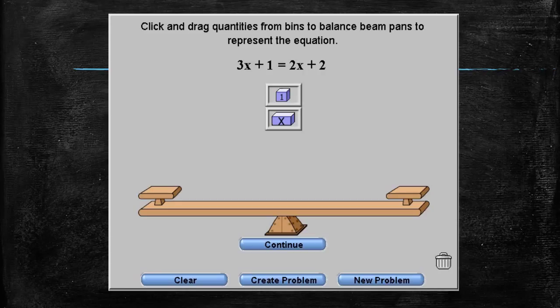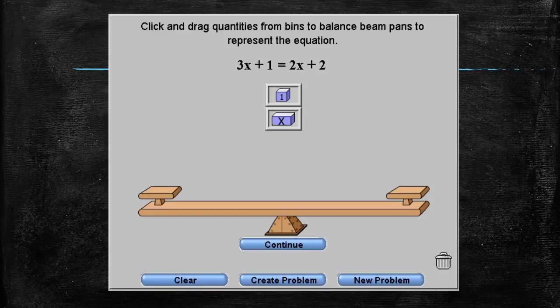This is the Algebra Balance Scale. Now, this application can only be used in Internet Explorer. It won't work in Google Chrome or Microsoft Edge, and you must have Java loaded. Okay, 3x plus 1 is equal to 2x plus 2. A little more difficult than the problems we've recently done, but we'll work through it.